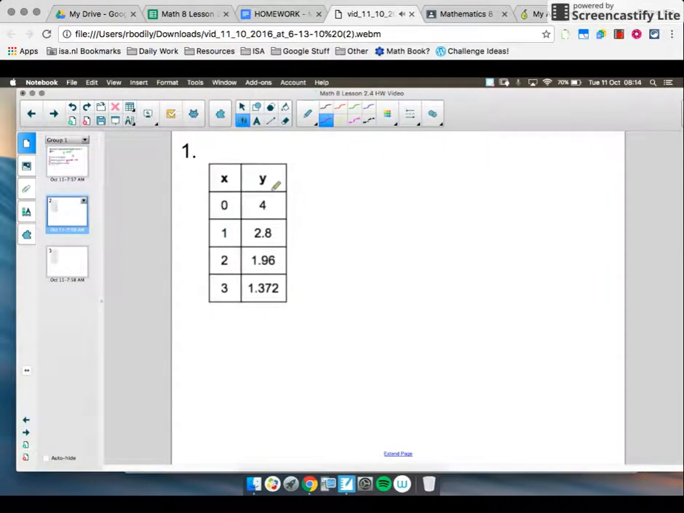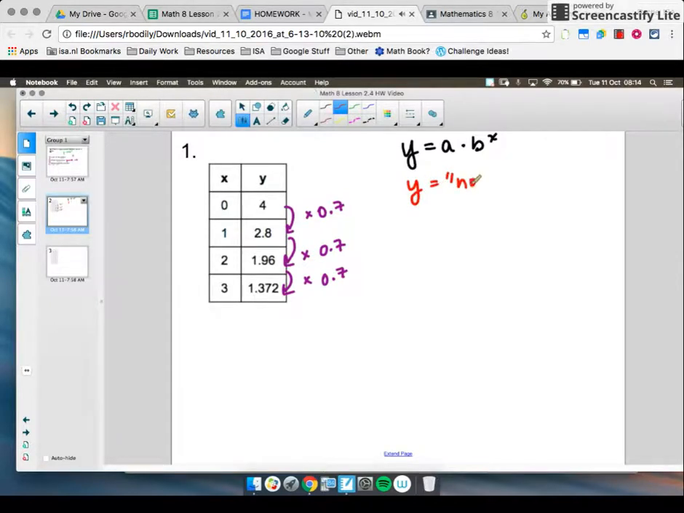So what we're going to do first is have a look at this and notice what's happening with the table. Notice that this is being multiplied by 7/10, and then again by 7/10, and again by 7/10. So you're looking for what it is being multiplied or divided by. And again, the parent function is y equals a times b to the power of x, where a is the now and b is the change raised to the power of x.